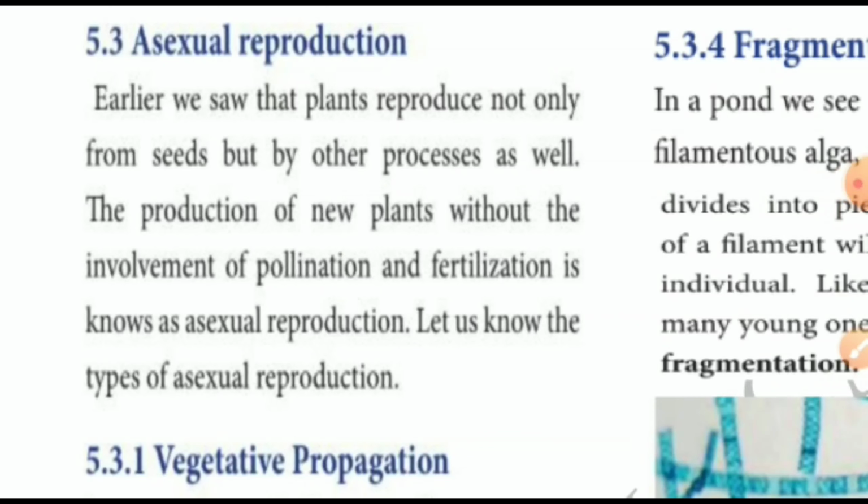Asexual reproduction. What do you mean by asexual reproduction? Reproduction without the involvement of pollination and fertilization is known as asexual reproduction. How many types of asexual reproduction? 4 types. What are they? Vegetative propagation, budding, spore formation and fragmentation.